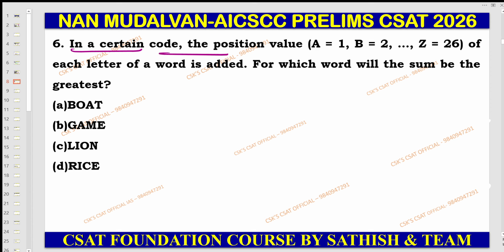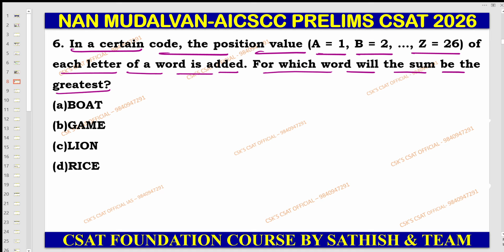In a certain code, the positions are A is equal to 1, B is equal to 2, Z is equal to 26, like that. Each letter of the word is added, for which will the sum be greatest. Very simple, easy question. For that you just need to know their order. BOAT: 2, 15, 1, 20. So here 38.